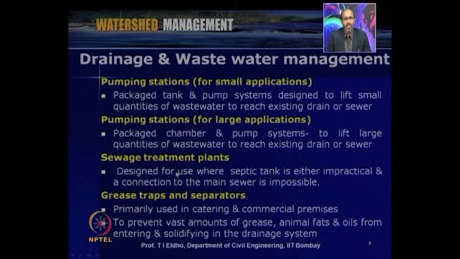Then sewage treatment plants, designed for use where a septic tank is either impractical and a connection to the main sewer is impossible. Then we can have systems like grease traps and separators, primarily used in catering and commercial premises, to prevent vast amounts of grease, animal fats and oils from entering and solidifying in the drainage systems. So, these are various systems which we can use for drainage water. The drained water, after this treatment, we can use for various purposes as recycled water. And then the third solution is the polluted water management solution.